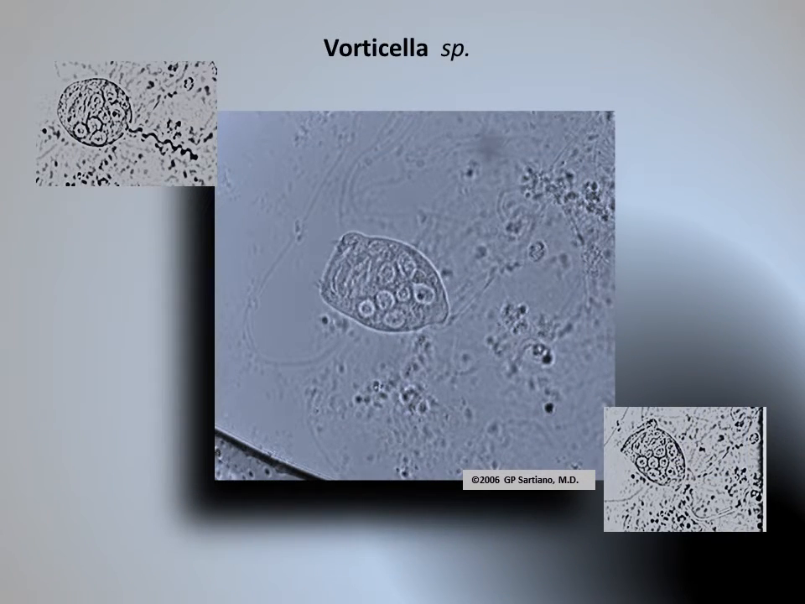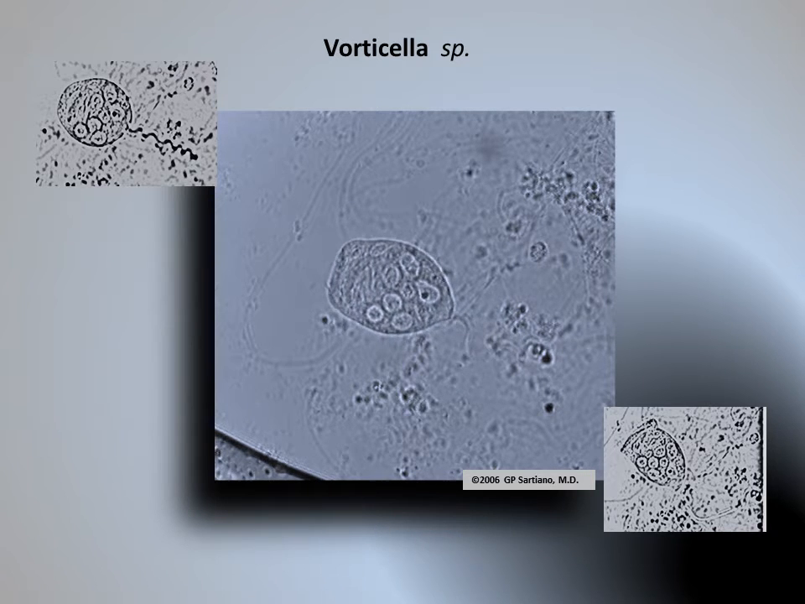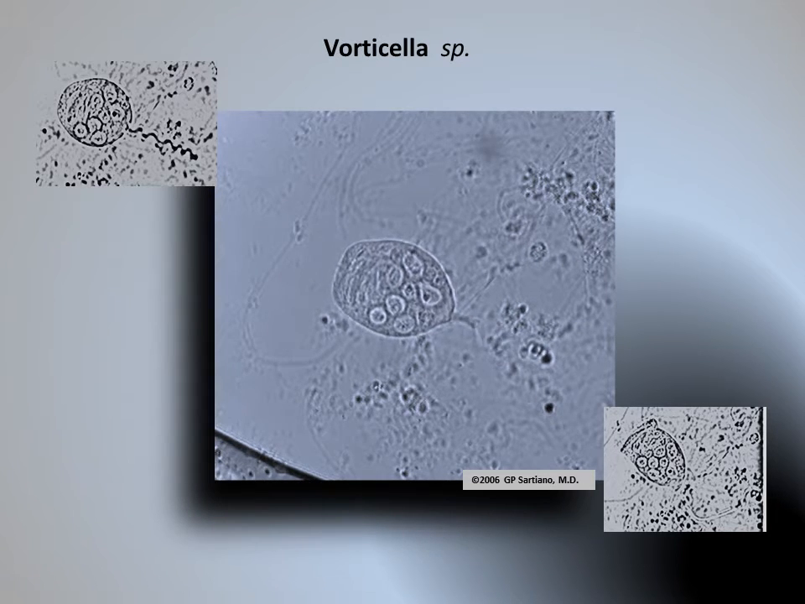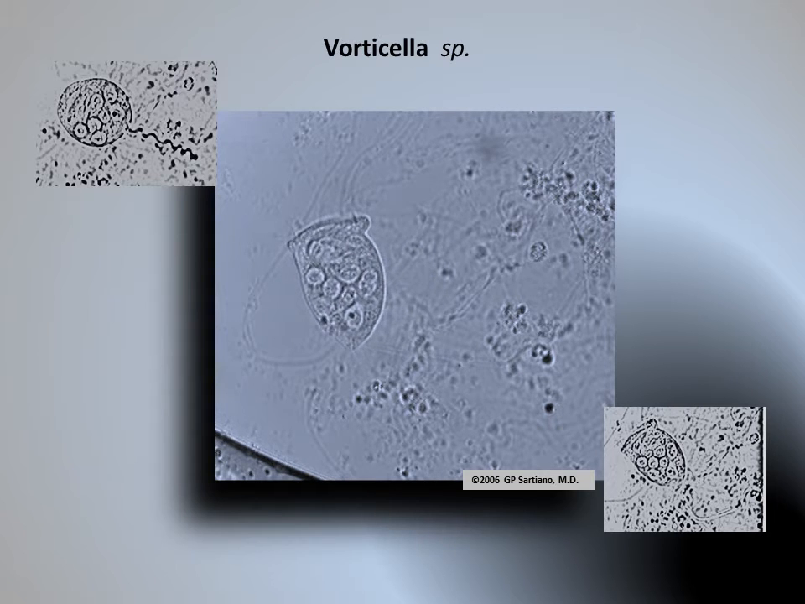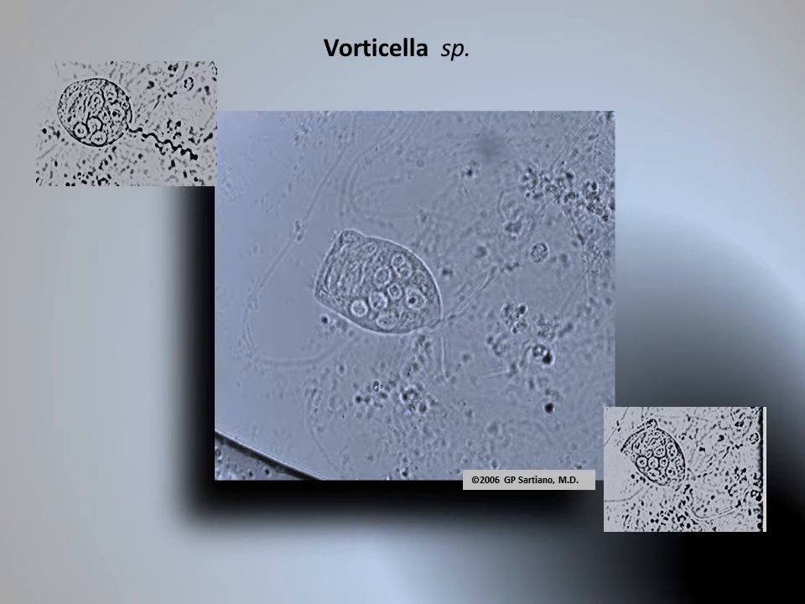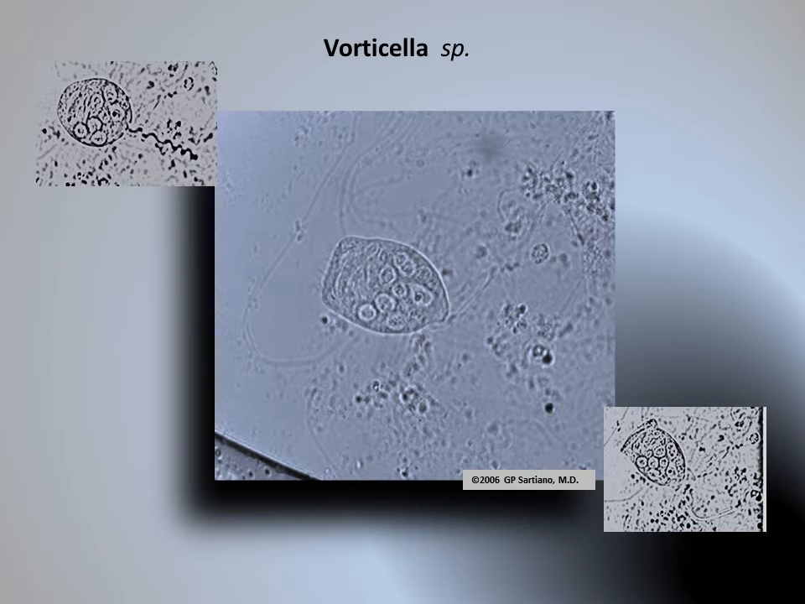This young vorticella, which has all of the features of a mature adult, has developed its contractile stalk and lacks basal cilia.